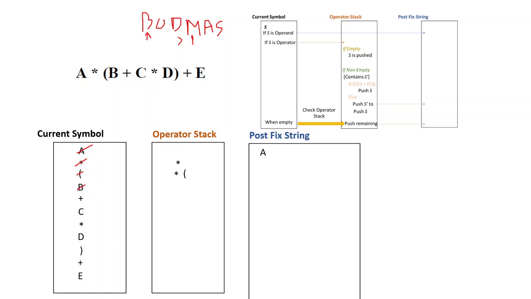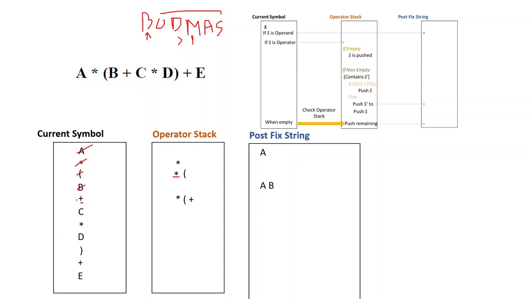Next we have B, which is an operand. So we push B to the postfix string. Next we have addition. Now addition generally lies here, but here the addition is within the braces. So whatever operator is within the braces will always have the highest priority over the remaining operators. So following that rule, addition has a higher precedence than multiplication, that is before the braces. Therefore we will be pushing addition to this side.